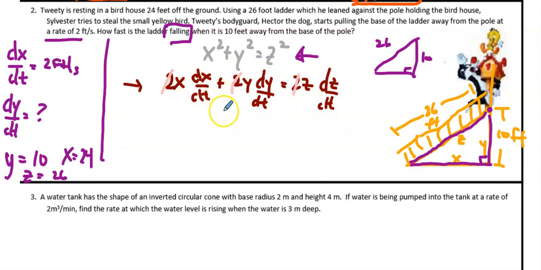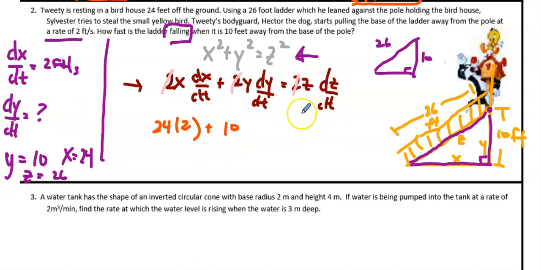All right, so now step 4 is to make sure that we have everything, and then step 5 is to plug in and solve. So, do we have x? And yes, we do. We know x is 24. Do we know what dx dt is? Yes, we know it's 2. Do we know what y is? Well, we found that by the problem itself, so this is 10.